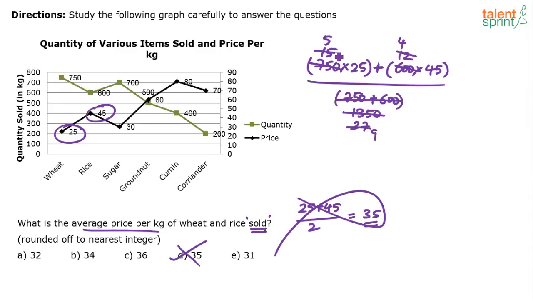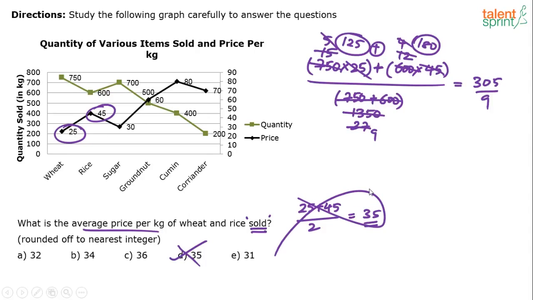No. Now look at the calculation. 5 into 25 is 125. Plus 4 into 45 is 180. Right? So 125 plus 180 divided by 9. What is 125 plus 180? It is 305. Yes or no? 125 plus 180 is 305, divided by 9. See, this is the calculation. Not 25 plus 45 by 2.